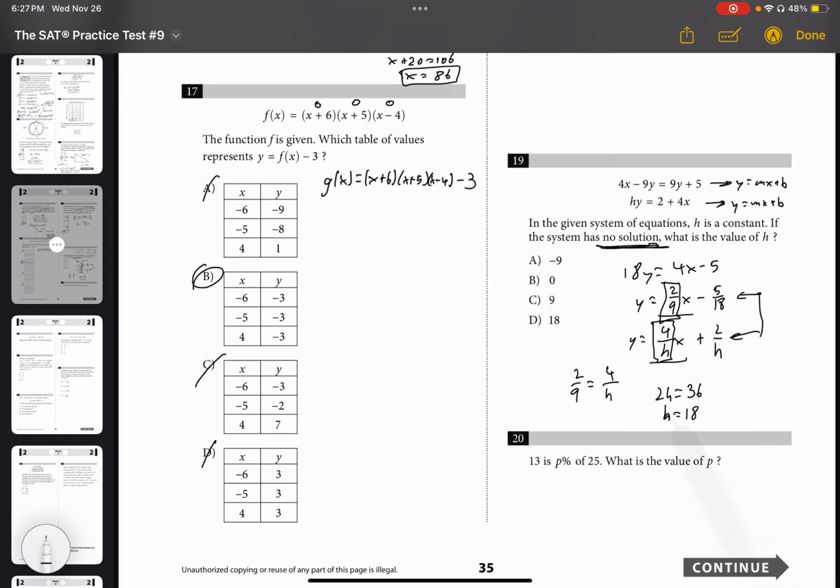And now all we have to do is make sure that this value isn't the same for the y-intercept. So 2 over h, which is 2 over 18, is not equal to negative 5 over 18. So h is equal to 18 is our answer for this problem.